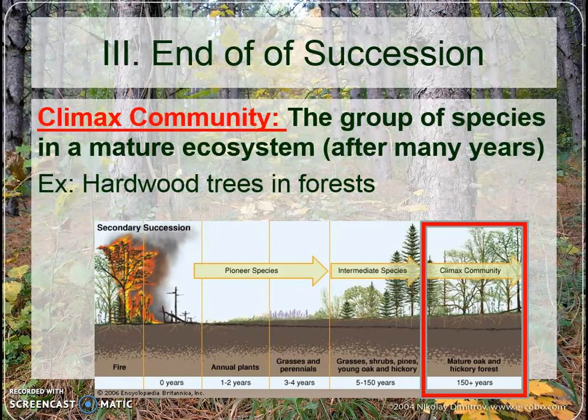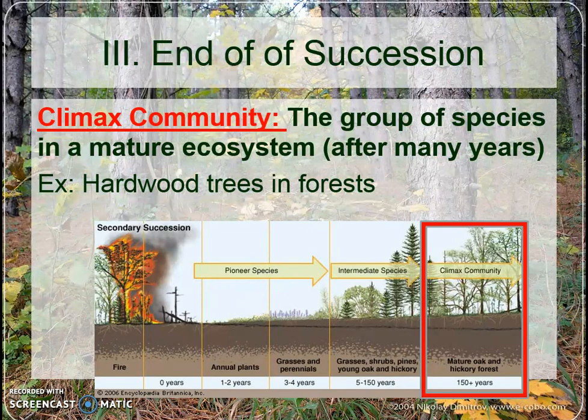The end of succession, then, is at the very last part. We'll call it a climax community, like the end or exciting part of a movie or a book is called the climax. This is the group of species that are mature or older in the ecosystem, and it's only going to happen after many years. Usually we think of these as big trees in a forest. For animals, it's going to be big animals like bears and deer.